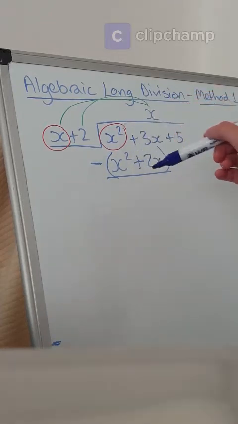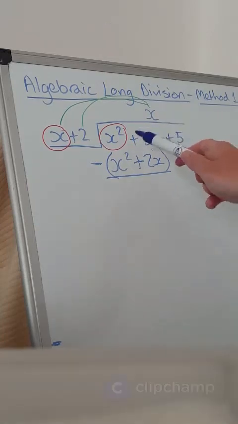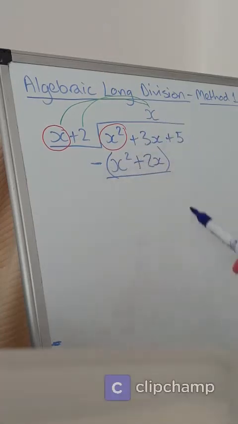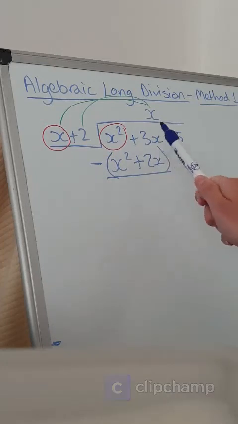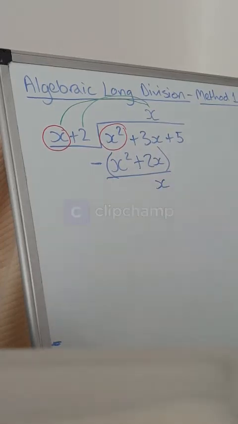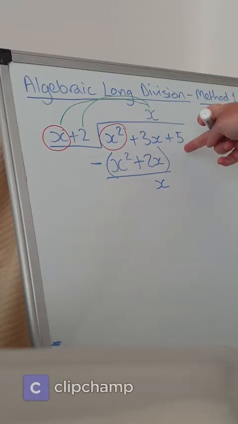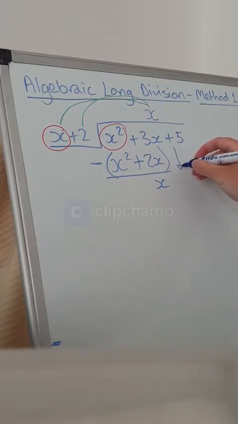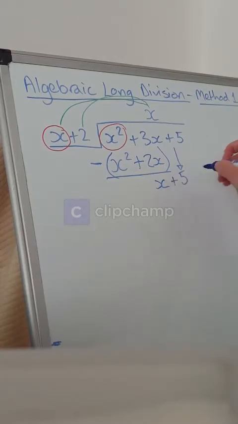So x squared subtract x squared goes to 0, they disappear, and 3x take away positive 2x is the same as 3x subtract 2x, which leaves me with 1x or just x. And again, like we did with numerical long division, we bring the next number down to join it. We're going to bring down the plus 5.